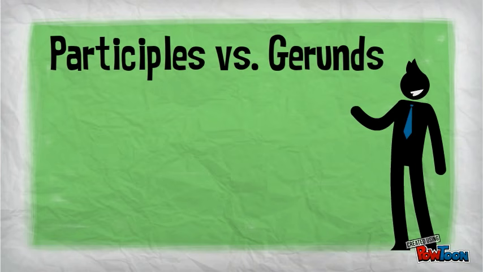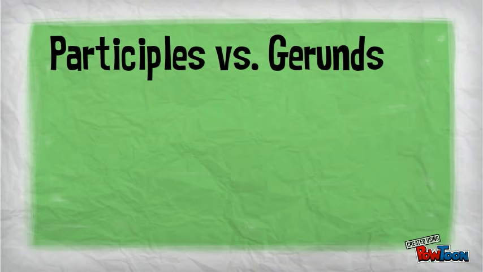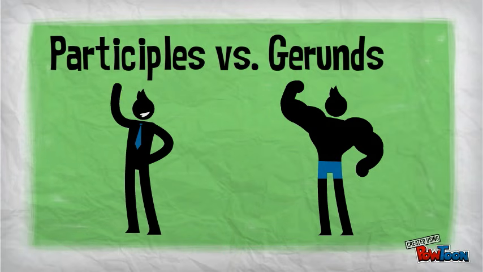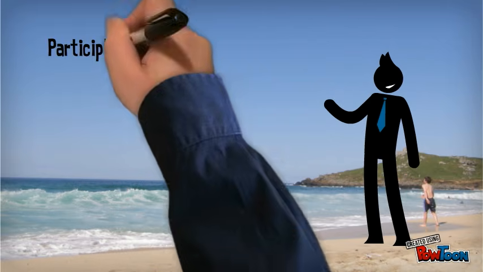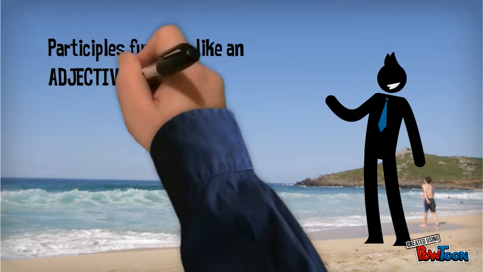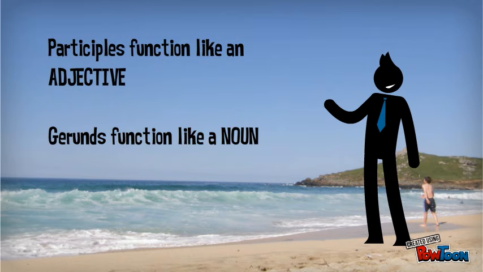Now before we go any further, let us first make the distinction between a participle and a gerund. If you watched our lesson on participles, you may recall that participles are also verbs that usually end in ing. The difference is that a participle is a verb that functions as an adjective, and a gerund is a verb that functions like a noun.